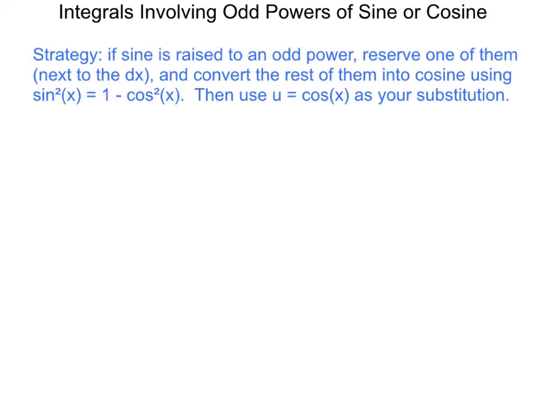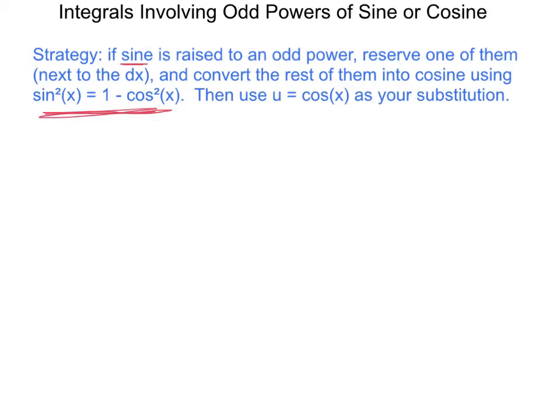So this lesson is about integrals involving odd powers of sine or cosine. If you've got an integral that involves sine and cosine, and one of the two of them, or maybe both of them, are odd, this is what you can do. Your strategy should be, for instance, if sine is raised to an odd power, you can reserve one of those sines next to the dx, convert the rest of the sines into cosine, and then just use a u equals cosine x substitution, and you'll find that the whole problem will work really well.